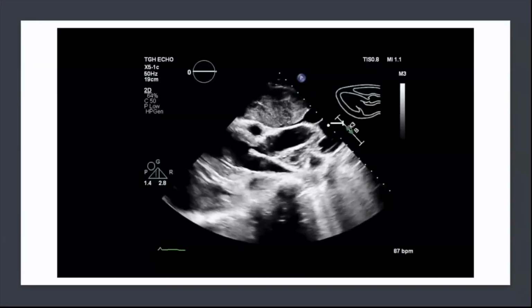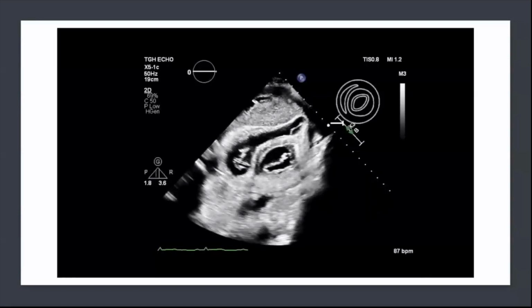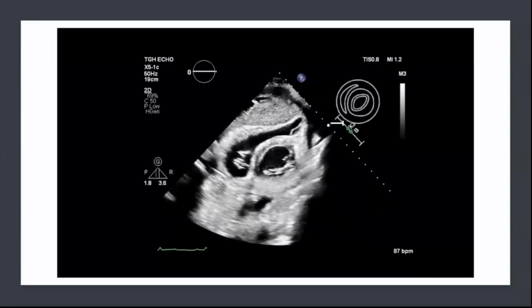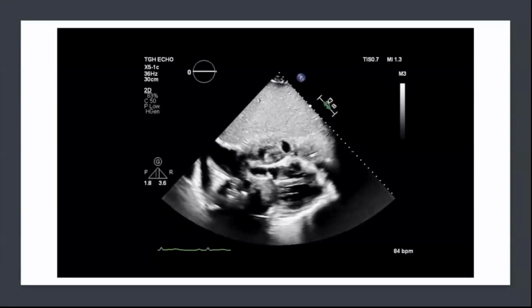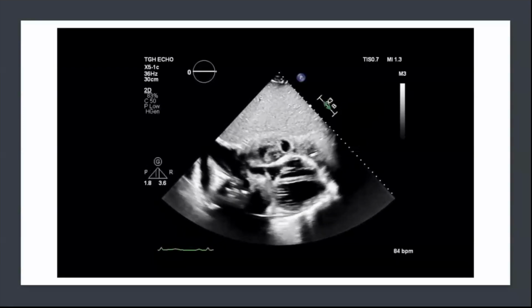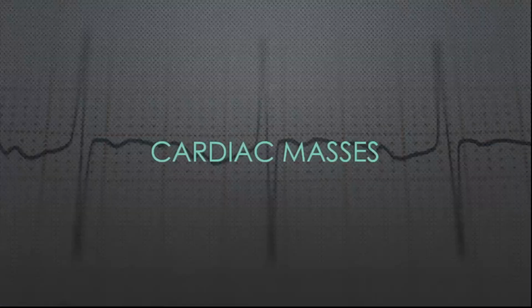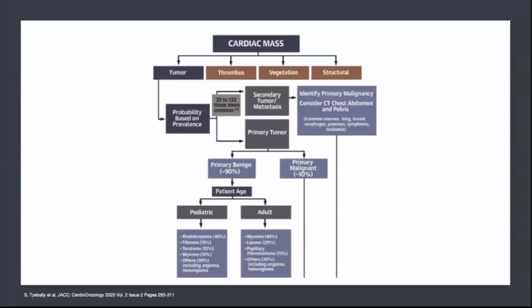So we did another pericardiocentesis. This is what his post-pericardiocentesis TTE looked like. So still a big mass. The pericardial effusion's a little bit better, but something going on that wasn't there 4 weeks before. So rapidly progressive.